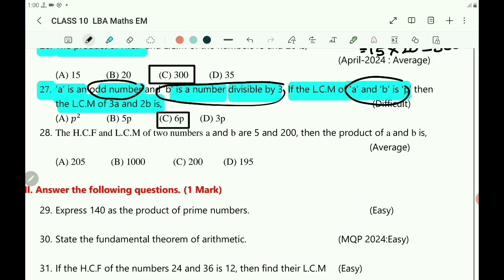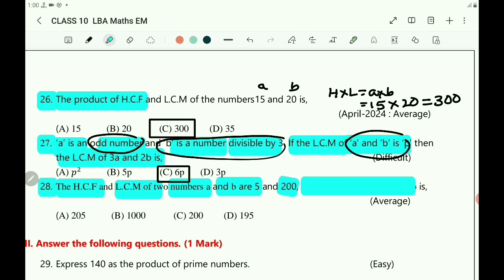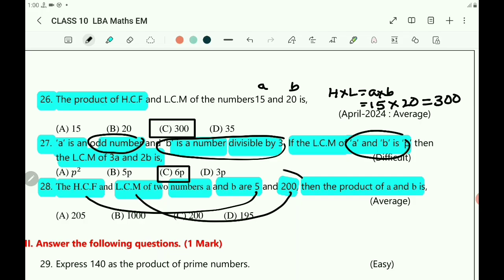Then the last multiple choice question, question number 28. The HCF and LCM of two numbers A and B are 5 and 200 respectively. Then the product of A and B is, again here we have to use H into L equals A into B only. Here H and L are given. H is 5, L is 200. 5 into 200 is nothing but A into B.